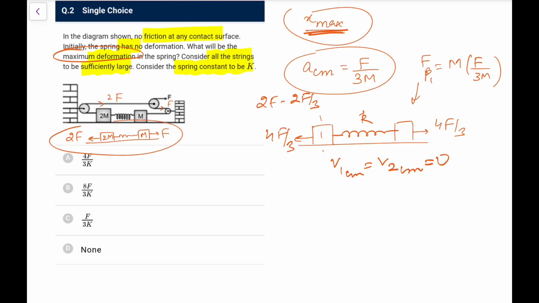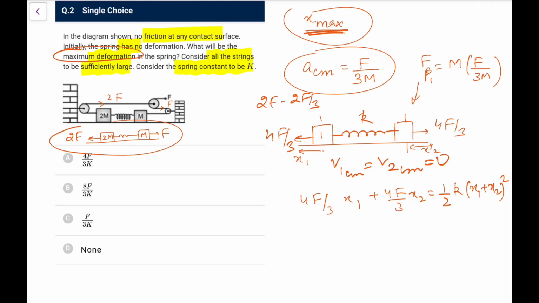So let's say it goes x1 distance, and the other goes x2 distance. So 4F by 3 into x1 is the work done, and 4F by 3 into x2 is the work done, and that would be equal to half k times total x max, which is (x1 plus x2) whole square. So we need to find the values of x1 and x2. This is the first equation that we have got.